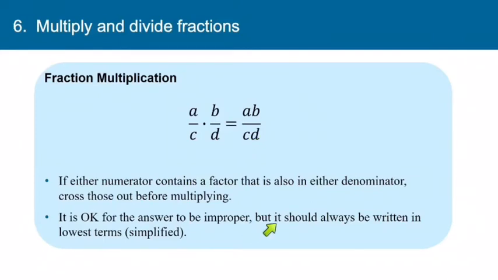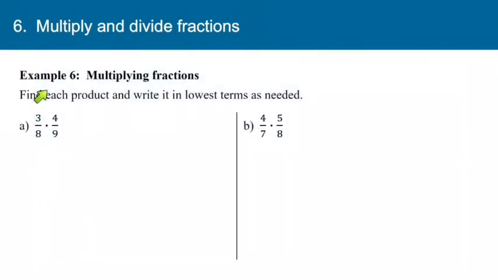However, we are responsible for writing the fraction in lowest terms. In other words, we are responsible for simplifying. So here we go. Let's find each product and then write it in lowest terms if we need to. We'll start with 3/8 times 4/9. Now we could multiply 3 times 4 is 12 and 8 times 9 is 72. We could have 12 over 72, but we would then have to simplify that fraction.